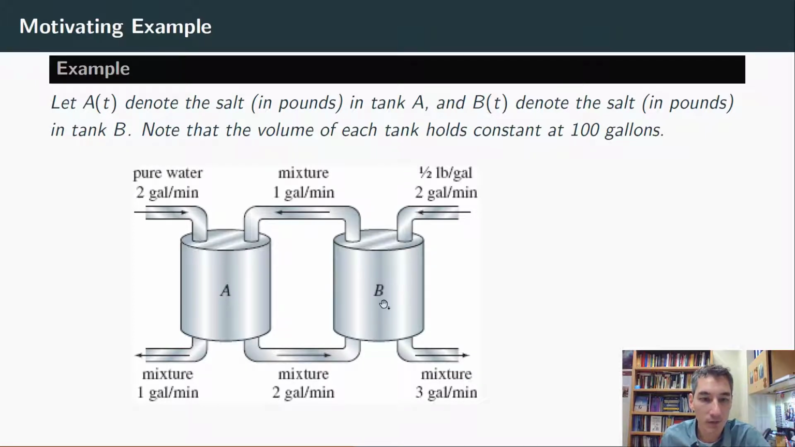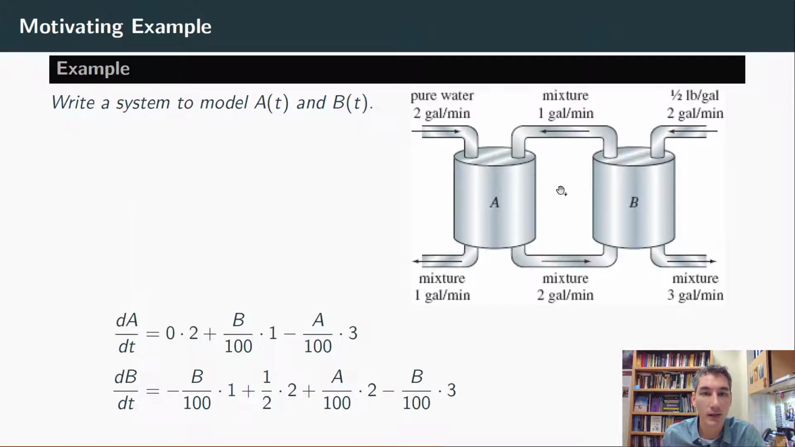In tank B, you've got 2 in, 1 out, 3 out. So 4 in and 4 out. So that volume's going to hold constant as well. If the volume wasn't constant, technically you could still write down the system, but it would be much harder to solve. Okay, so let's keep going here.